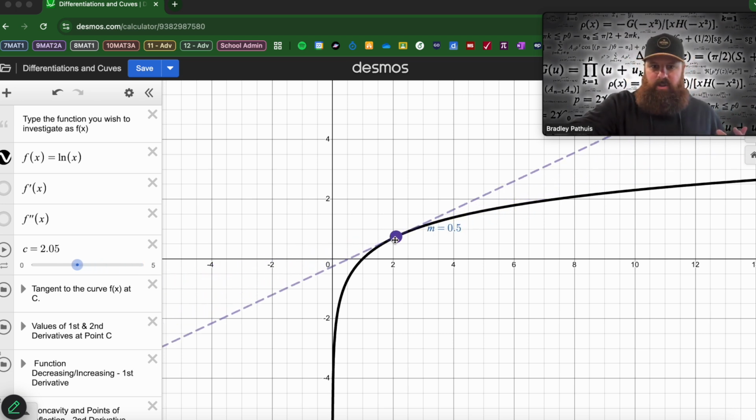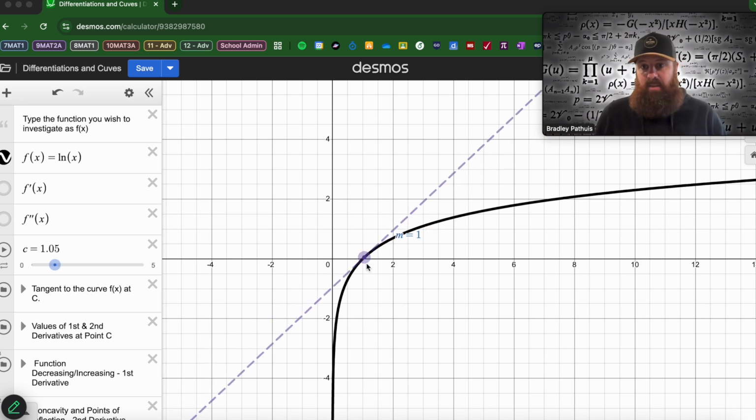Like other log functions, it crosses the x-axis at x equals 1. So it behaves like any other log, but it's got a unique feature to it. So let's investigate that.